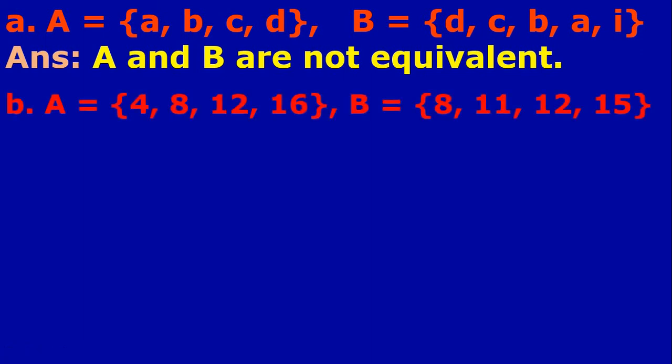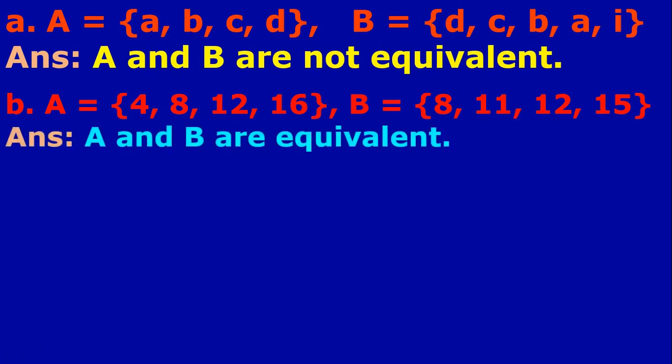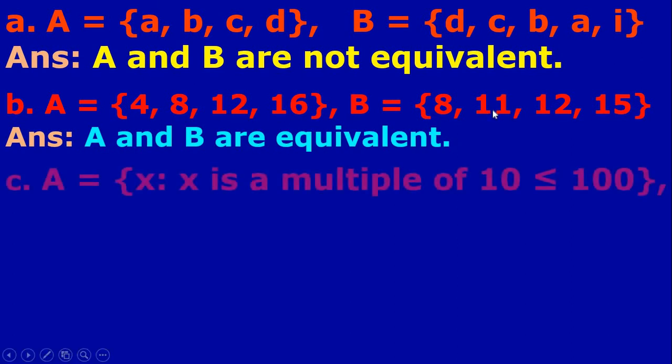So next one, A equal to {4, 8, 12, 16} and B is {8, 11, 12, 15}. Now here the total number of elements is 4. Here also the total number of elements is 4. So therefore A and B are equivalent sets.